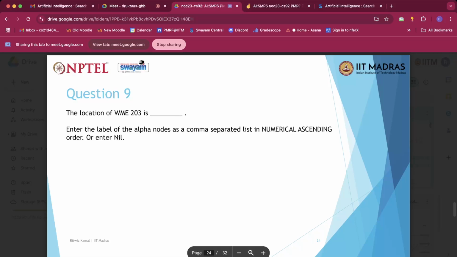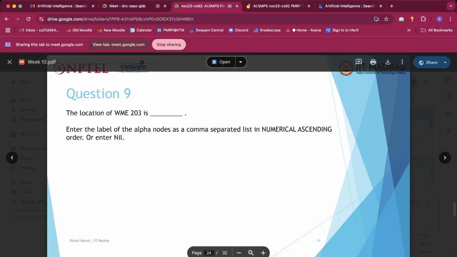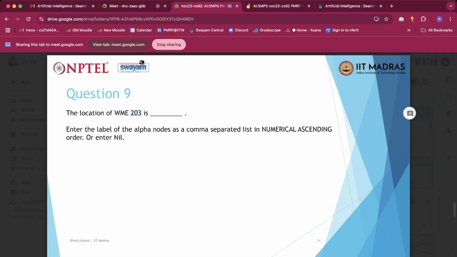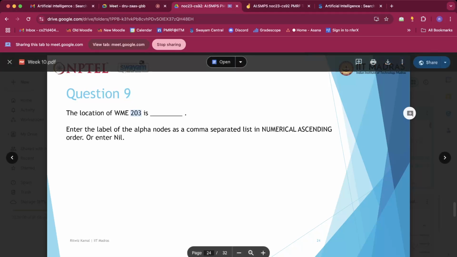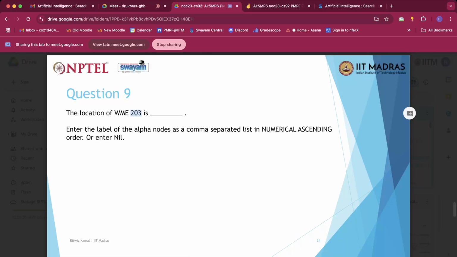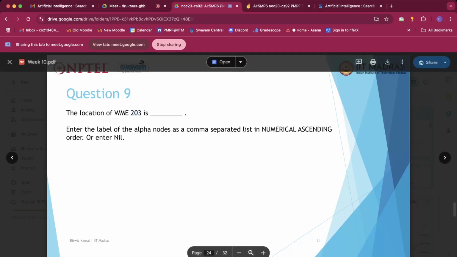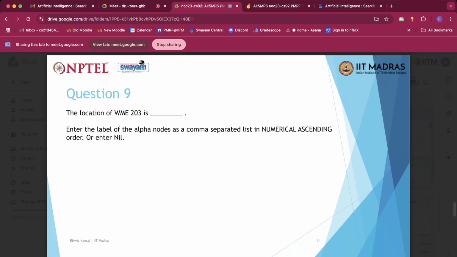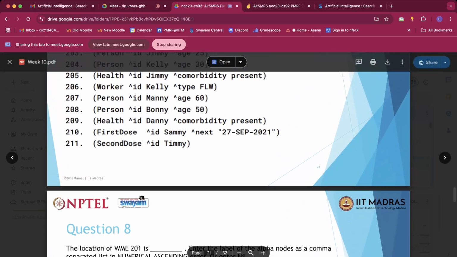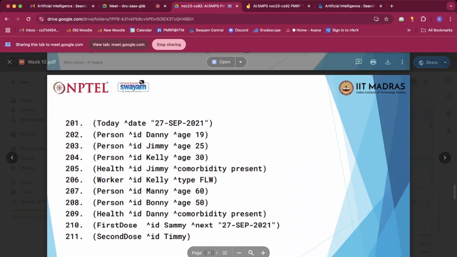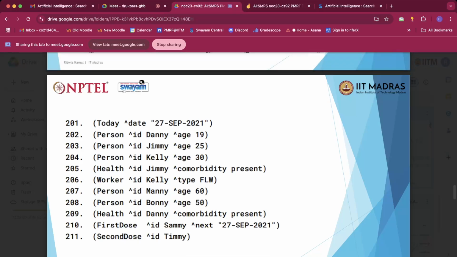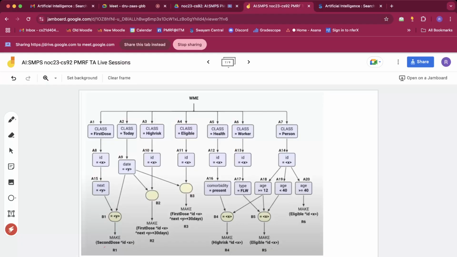Question 9 is a similar question. It asks us what is the location of working memory element 203. There can be more than one alpha node in which the information is contained. In which case you have to enter the labels of the alpha nodes as a comma separated list in numerical ascending order, or if you feel that none of the alpha nodes contain that information, you can enter nil. So I'll go back to the working memory and you can see what information is there. We are told that person with ID Jimmy and age 25. So this is the information, and you have to tell me which of the alpha nodes this information is contained in.